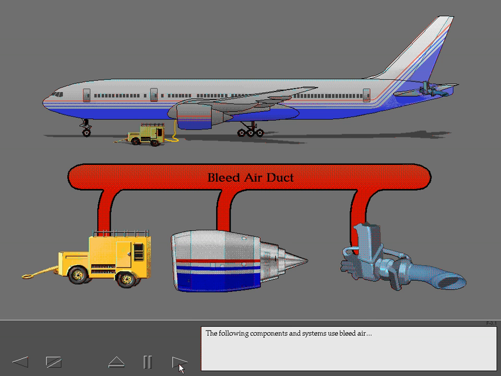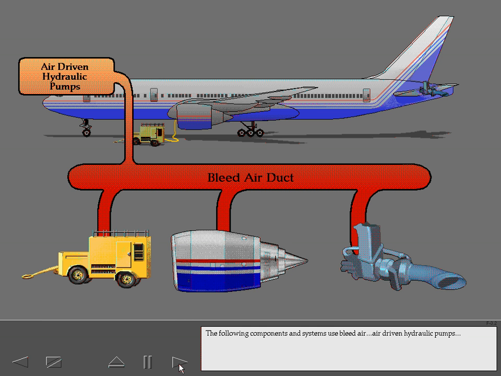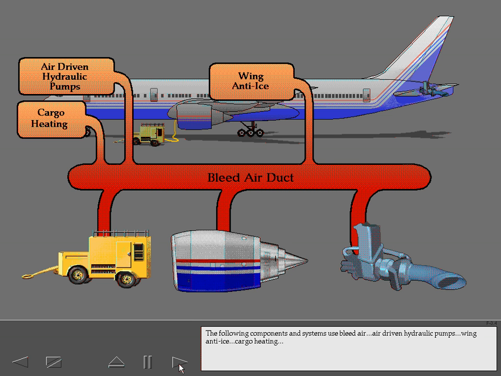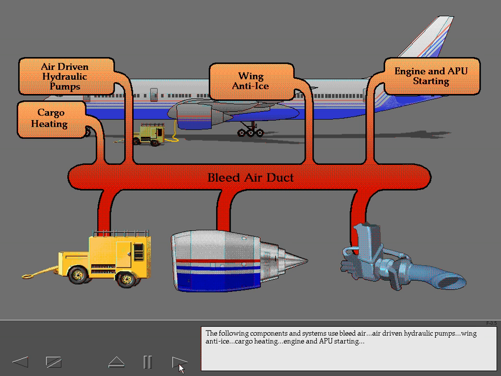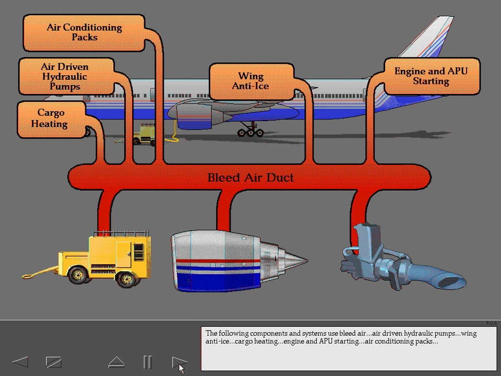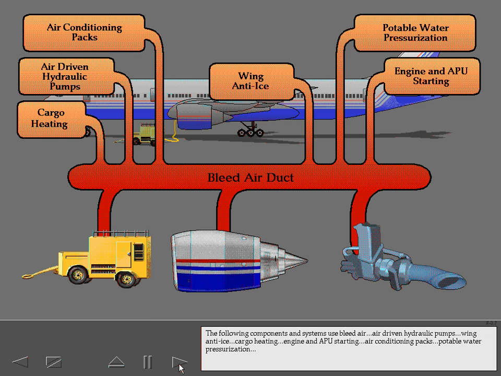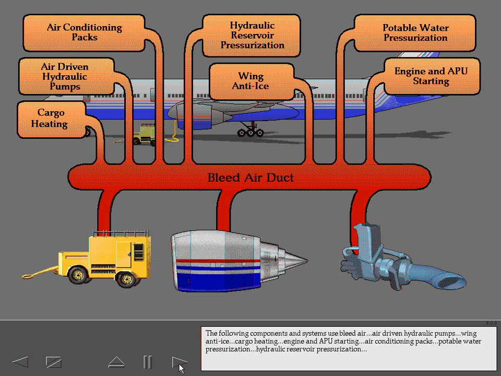Bleed air from the engines, APU, and ground sources is supplied to using systems through bleed air ducts. The following components and systems use bleed air: air-driven hydraulic pumps, wing anti-ice, cargo heating, engine and APU starting, air conditioning packs, potable water pressurization, hydraulic reservoir pressurization, and trim air.